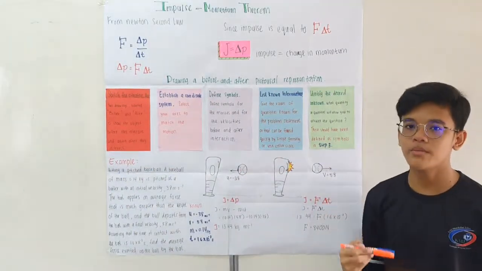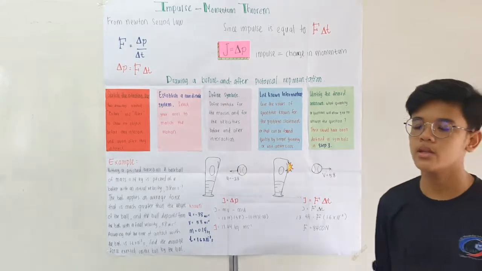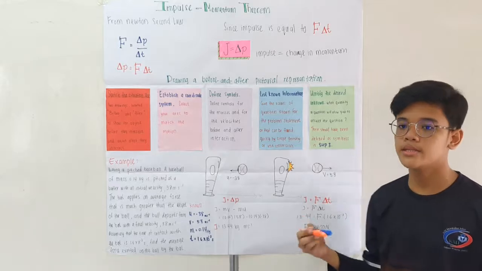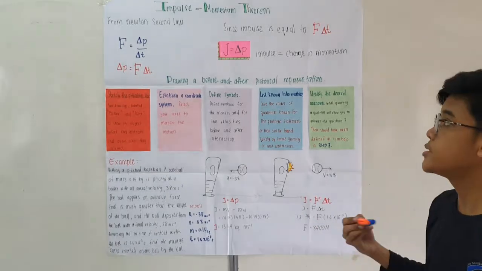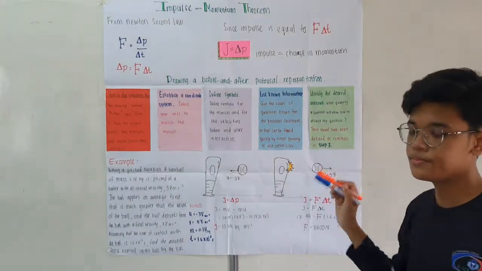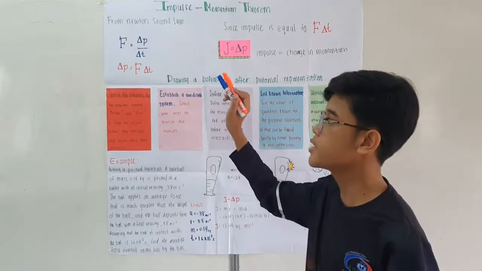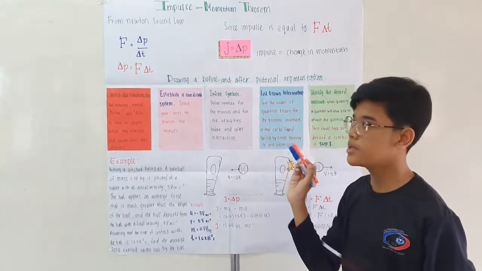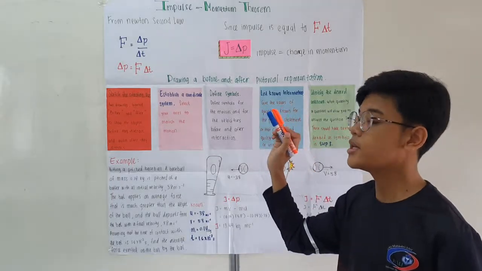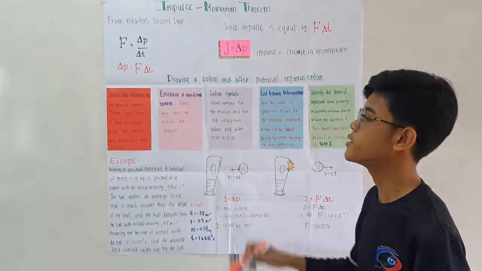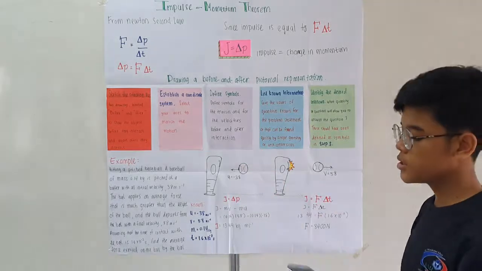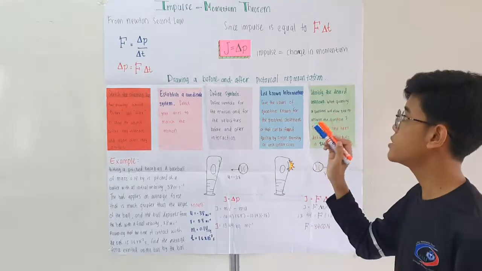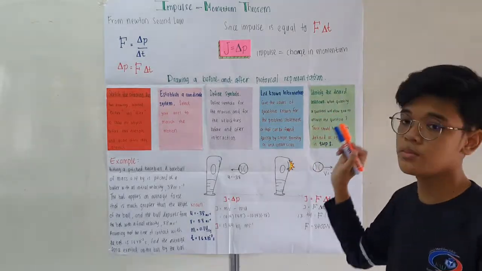Hi, my name is Amirul and from L1D7. So I want to continue what my teammate Amira has explained. I will present about the impulse momentum theorem. So from Newton's second law, F is equal to delta P over delta T. So delta P is equal to F delta T. According to the impulse momentum theorem, impulse J is equal to change in momentum.